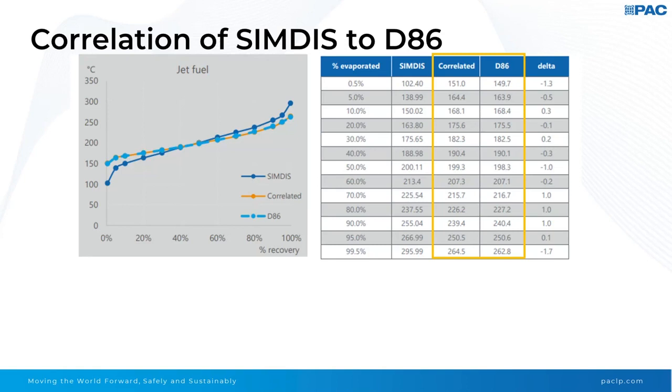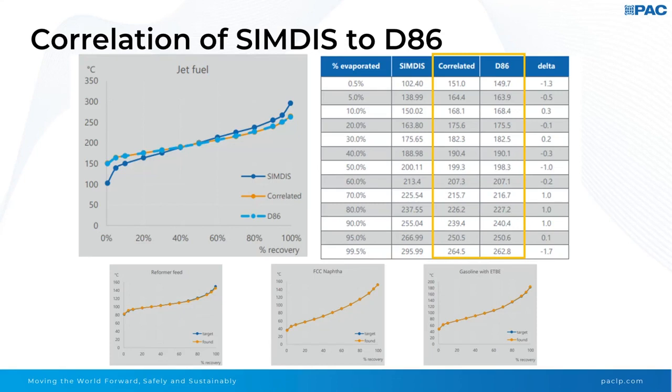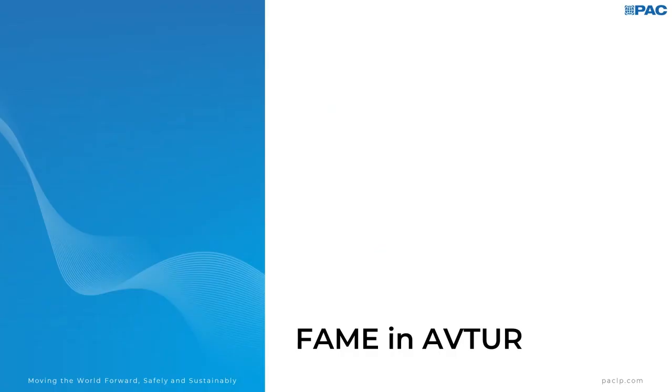This system can be used to run D86 group 1 and 2 because they are using the same configurations and the same column. It shows highly accurate results for gasoline, FCC naphtha and reformer feed. As you can see from the correlation data here, the two lines nearly overlap. Thus, PAC SIMDIS is a good solution for SAF boiling point determination, and it also shows excellent correlation data with D86 results. Next will be FAME analysis in aviation turbine fuel.